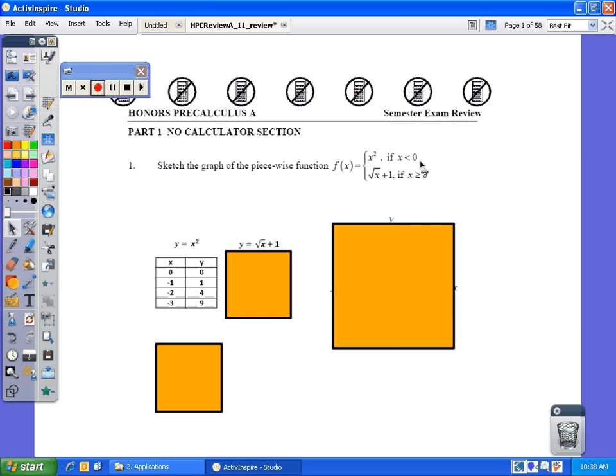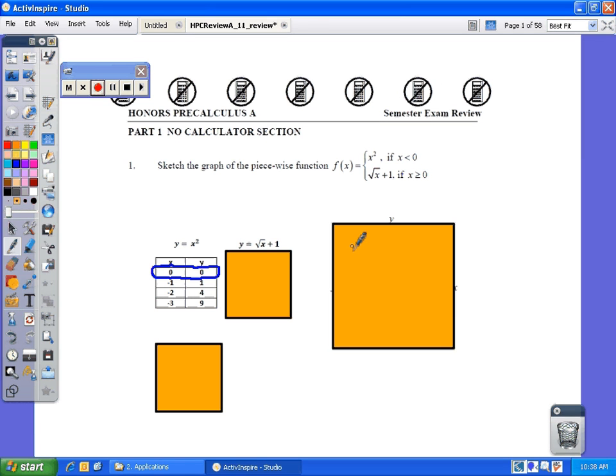Because 0 is not technically included, what I like to do is put a circle around this particular point so that when I graph it, I know that that point will be an open point.